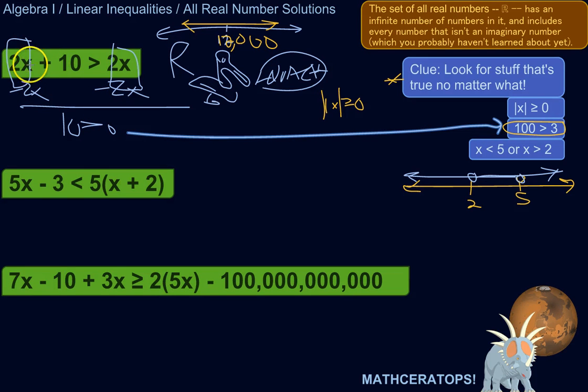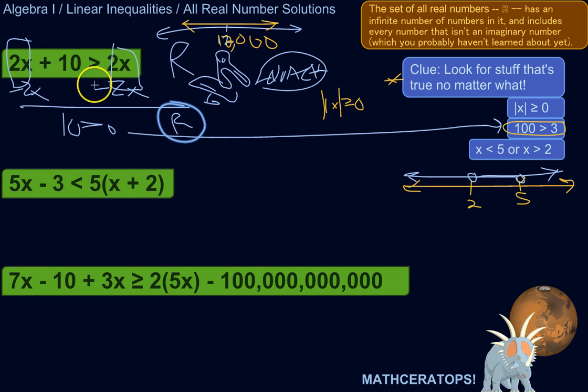That means I could plug any number in for x. Let's say I plug a billion in. So 2 times a billion, 2 billion plus 10 is greater than 2 billion. Yeah, no kidding. How about negative 5? 2 times negative 5 is negative 10. Negative 10 plus 10 is greater than negative 10. Yes, very true, no matter what. So the solution to this inequality is all real numbers, the set of all real numbers.